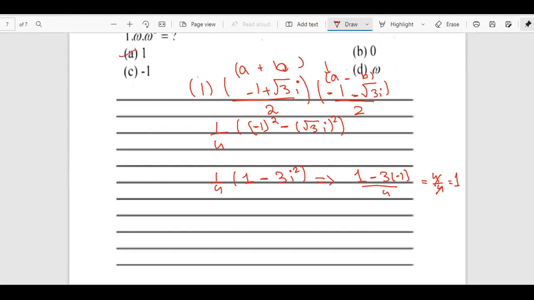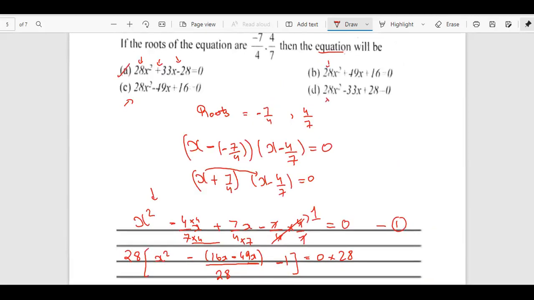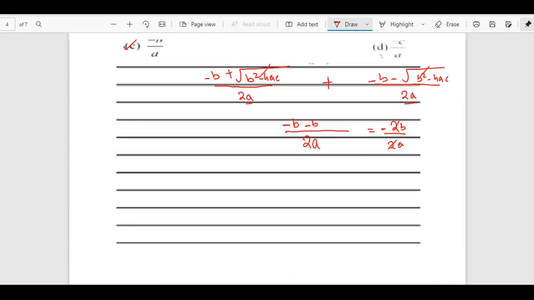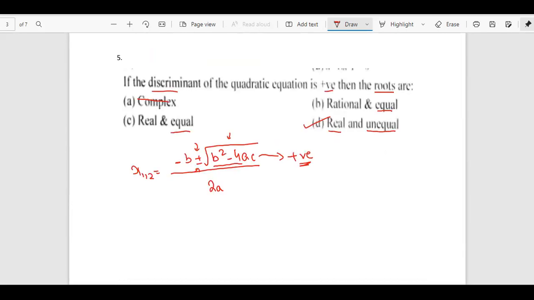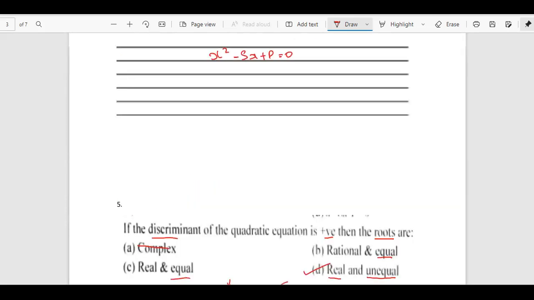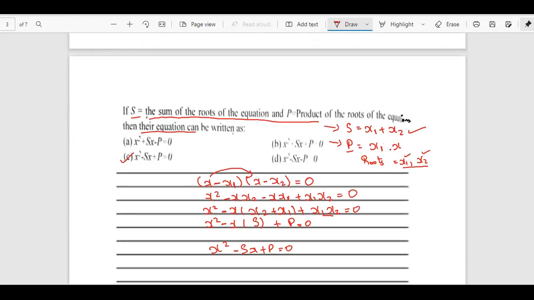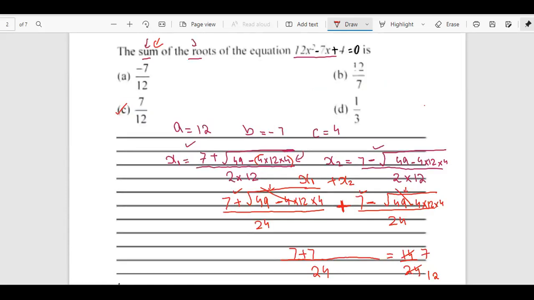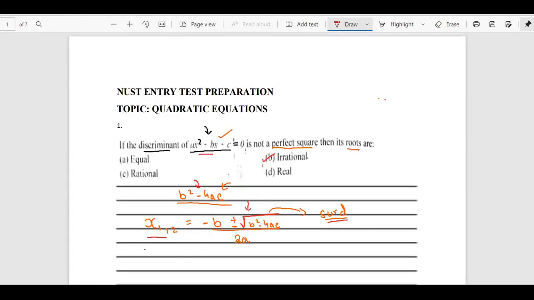Now, all of these questions were related to the topic quadratic equations, and you guys have seen that things are more or less the same. The questions are of the same type. We have been using a plus b into a minus b. We talked about rational, irrational numbers. We discussed the discriminant. Then, every question was related to summing of the roots or finding the product. We talked about the cube roots of unity and all these questions. So we have discussed these questions which are related to NUST entry test preparation from the topic quadratic equation.